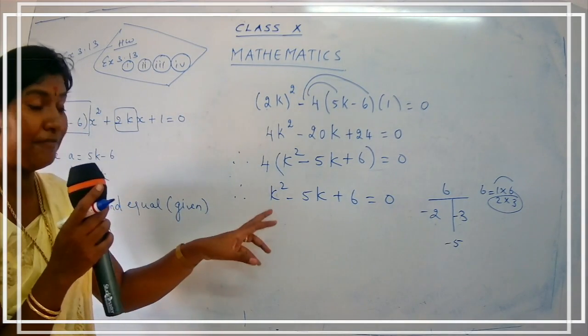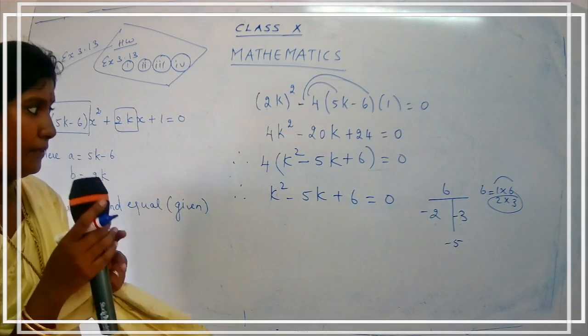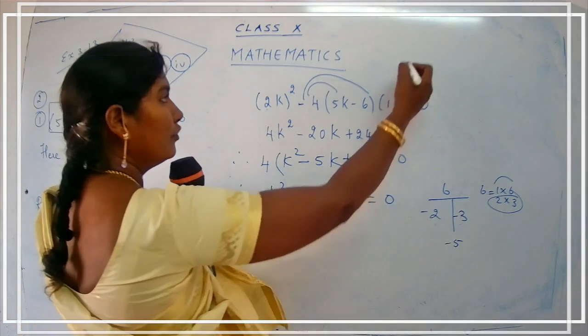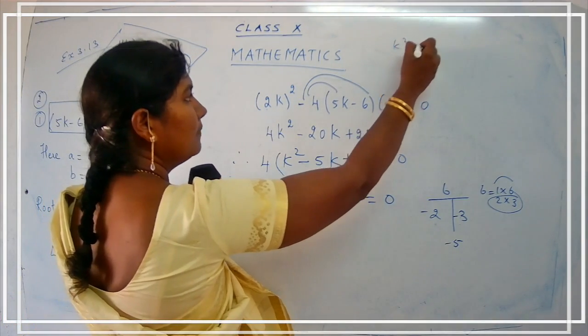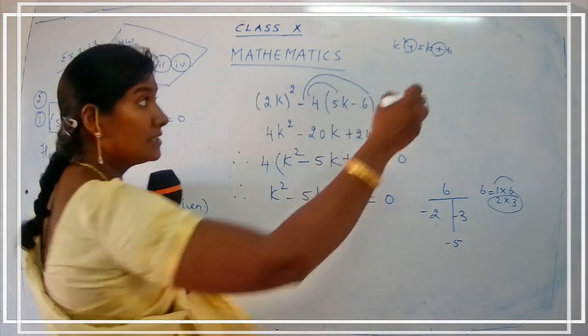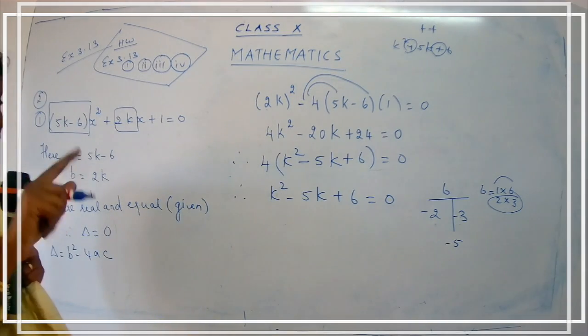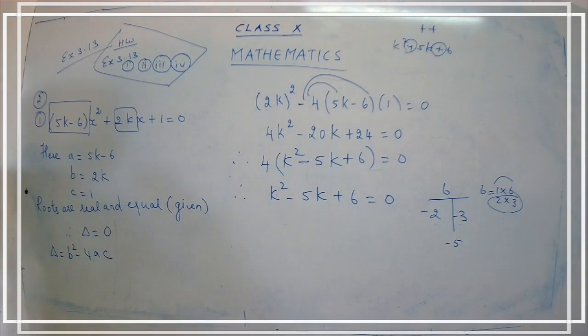Just keep this in mind. Already, when we were doing this sum, I gave you the hint. So remember, if you have an expression like k square plus 5k plus 6, you have plus plus. So if you have plus plus, take the values as plus plus. Okay, children? And if you have minus plus, take it as minus minus. So don't get confused. So two things.